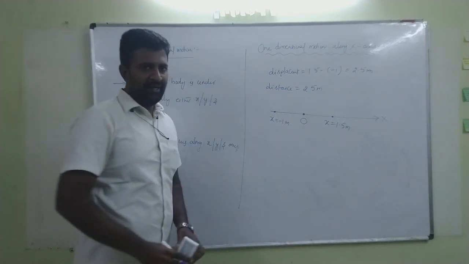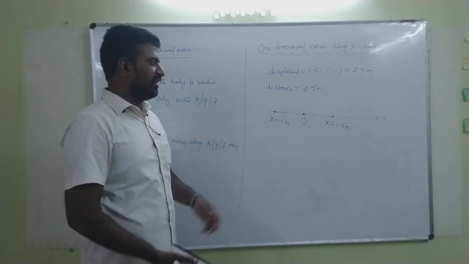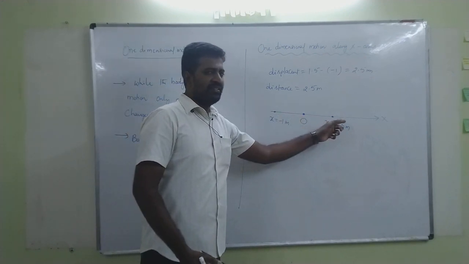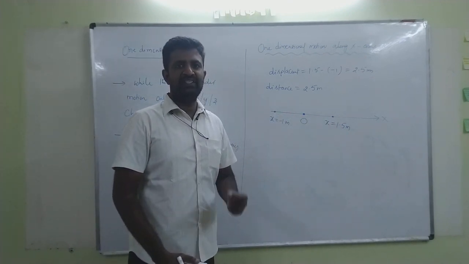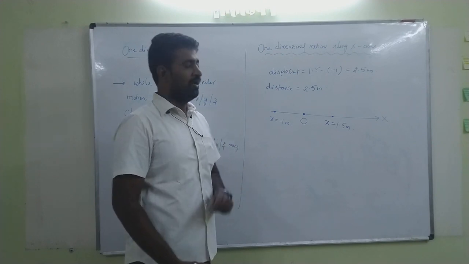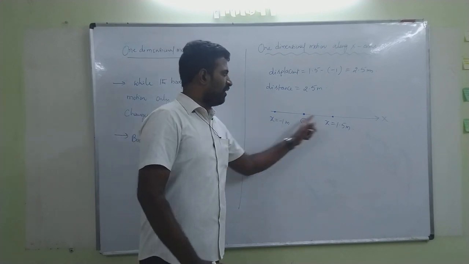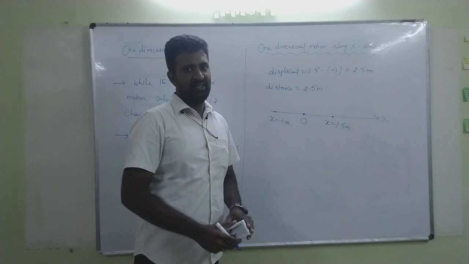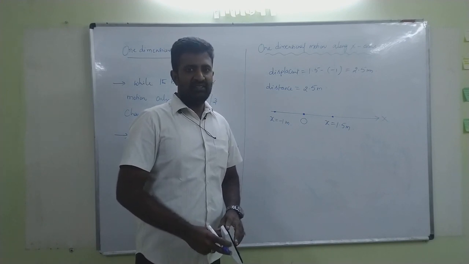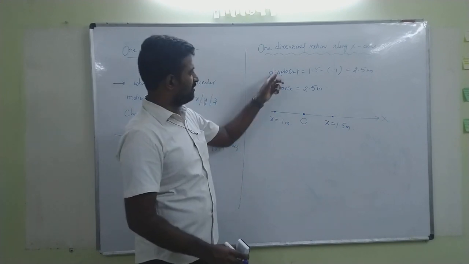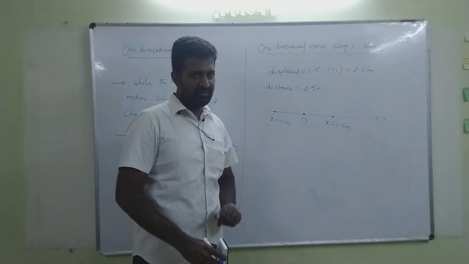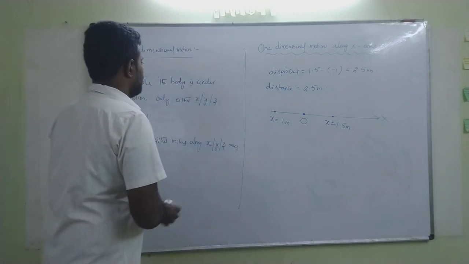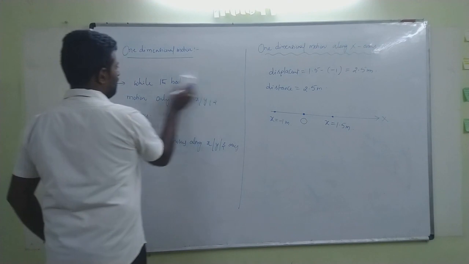So, whenever a body is moving along one dimension without changing its direction of motion, displacement and distance are same. You don't get confused. I will give you one more example.